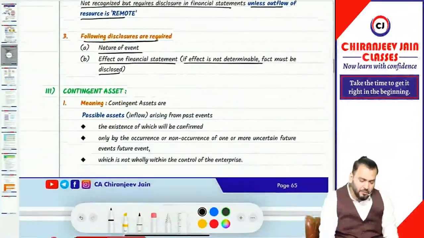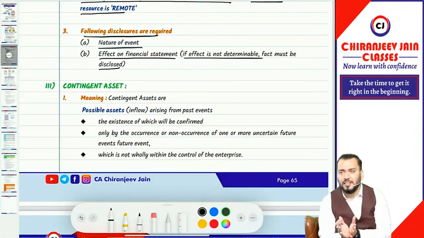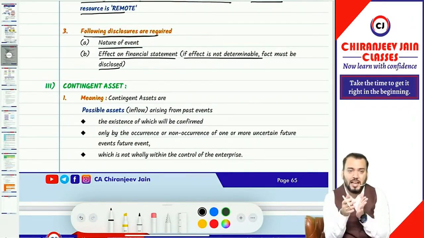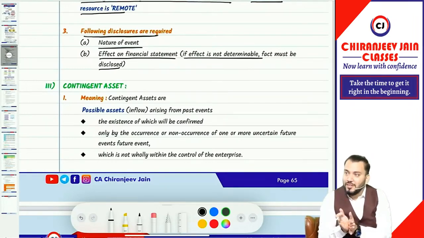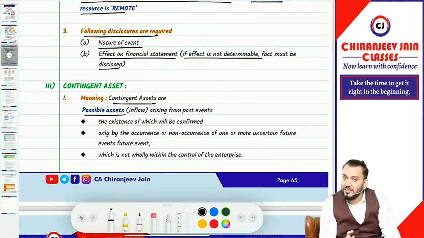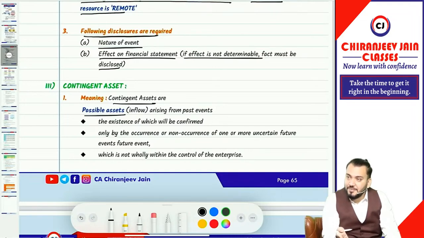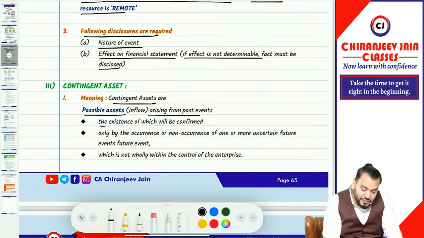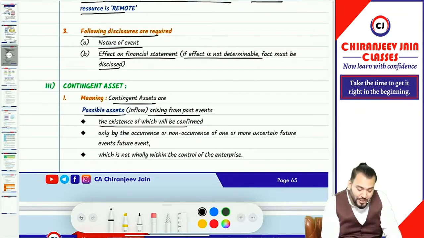Now let us come to the meaning of contingent asset. Once you have understood contingent liability, you can easily understand contingent asset. So contingent asset means what? When I say asset, there is an inflow, a possible inflow. Correct? Understood. So can I say a contingent asset is a possible asset arising from a past event, the existence of which will be confirmed only by the occurrence or non-occurrence of an uncertain future event which is not within the control of the entity?